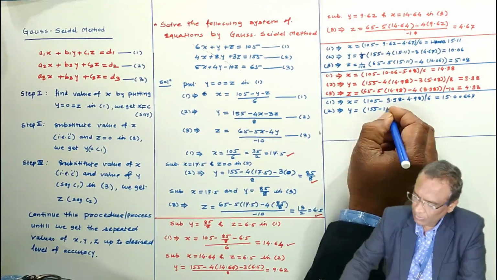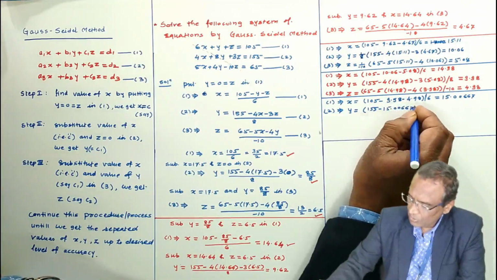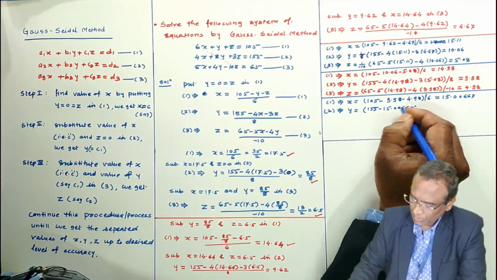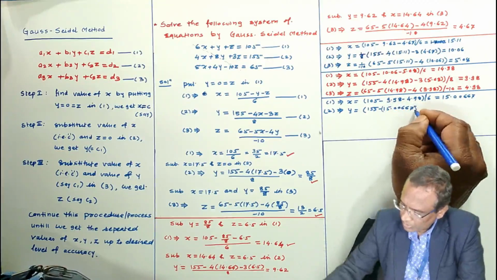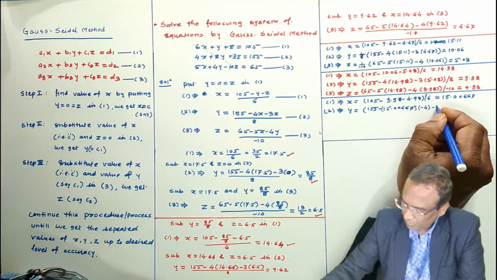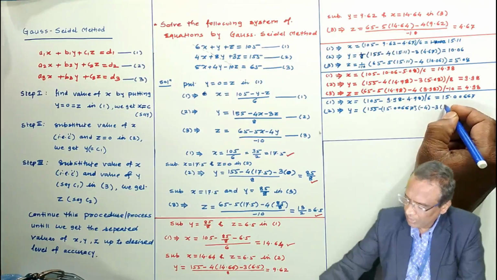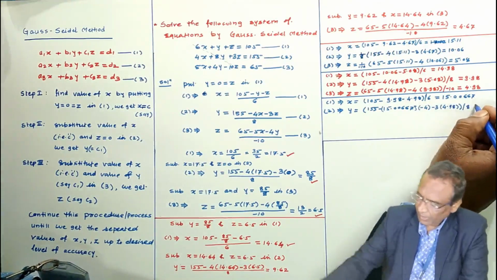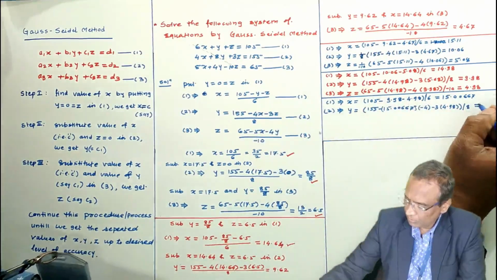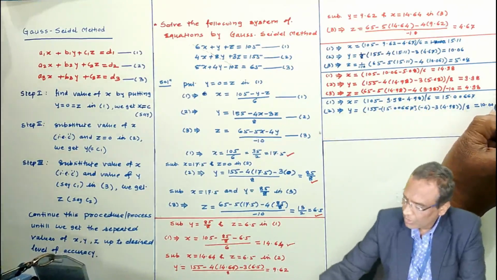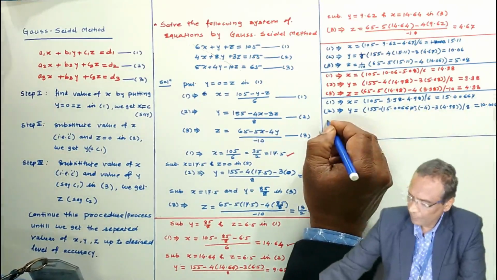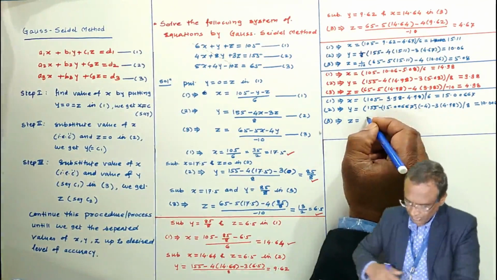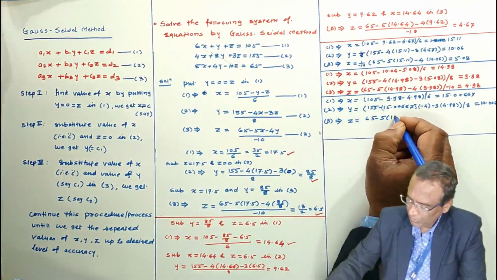Next, put values of x and z in equation 2 so as to get the value of y. 155 minus latest value of x, which is 15.00667, multiplied by 4, minus 3z, the latest value of z is 4.98, and this divided by 8, and this is equal to 10.00415.